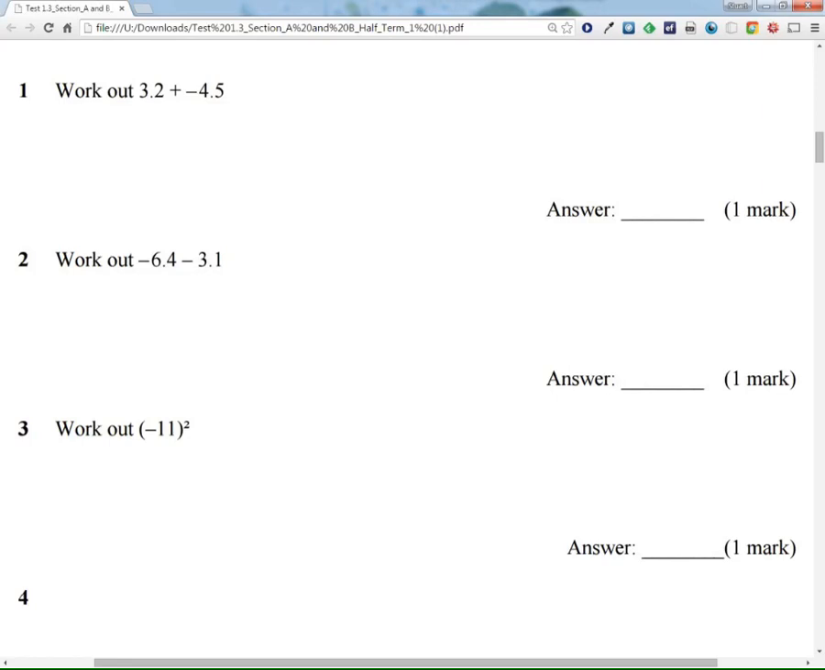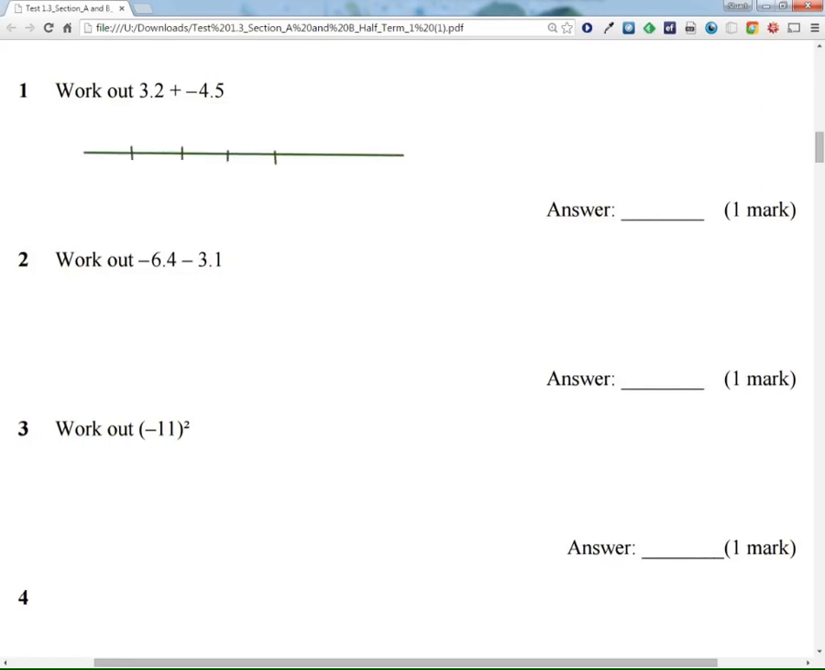This is simple numeracy work, just addition and subtraction of negative numbers. So 3.2 plus minus 4.5. This is like that lesson we did where we had the hot air balloon and we added sandbags, or we added hot air. So let's draw a number line.